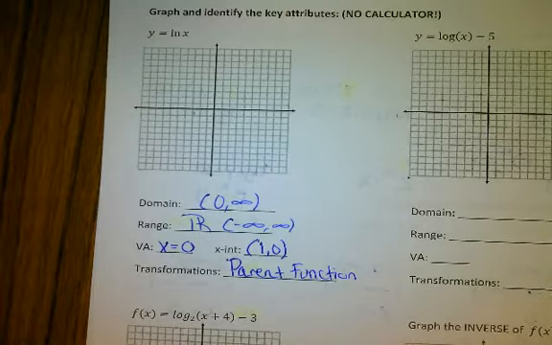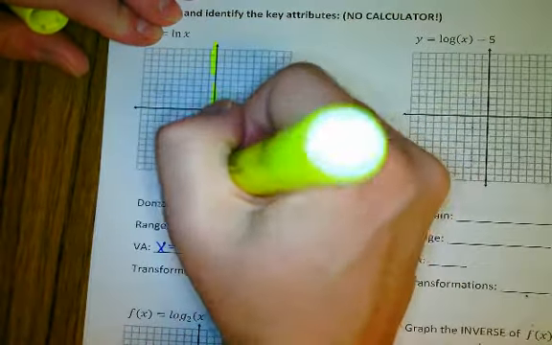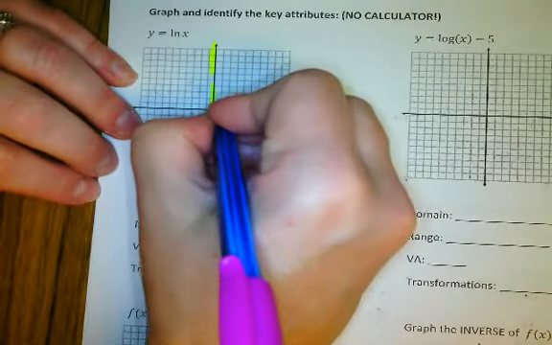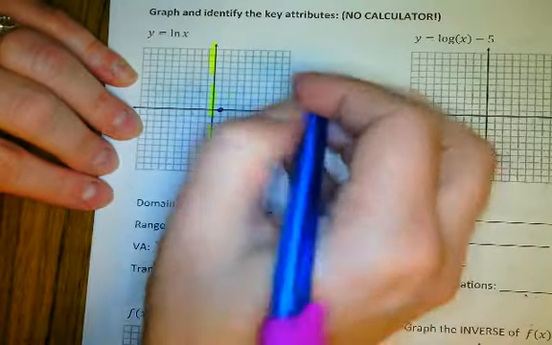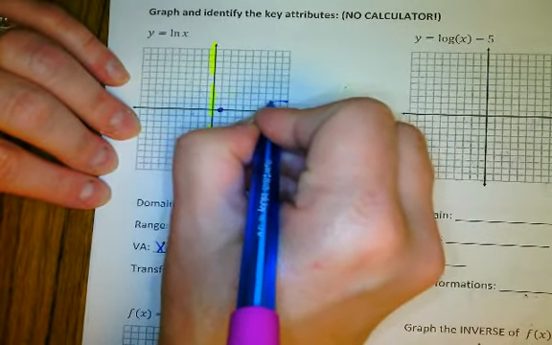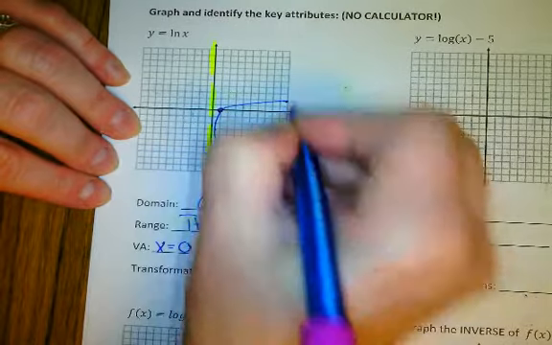Now, if I'm going to graph this, what I'm going to do is I'm going to put up a vertical asymptote. I'm going to really make sure I have that x-intercept. And then I'm just going to kind of sketch my graph, especially if you don't have a calculator, so it looks similar to it.